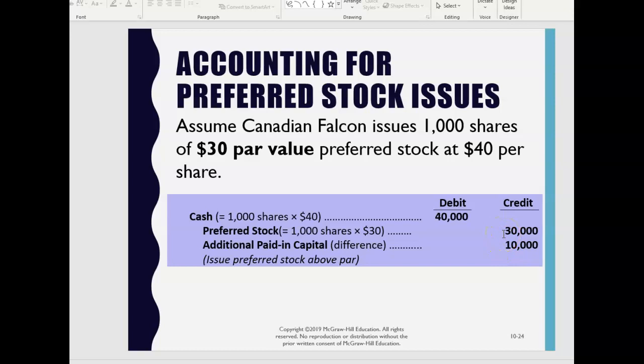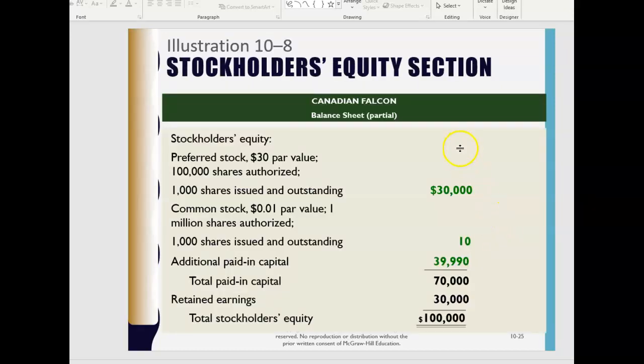So when I look at the shareholders' equity section for Canadian Falcon in total, here's my preferred stock, $30 par value, there it is. Here's my common stock, 1 cent par value, there it is. And the additional paid in capital, this is for the common stock and for the preferred shares. So the total paid in capital, this is how much our investors have given us, $70,000. The retained earnings is 30, and the total stockholders' equity is 100.